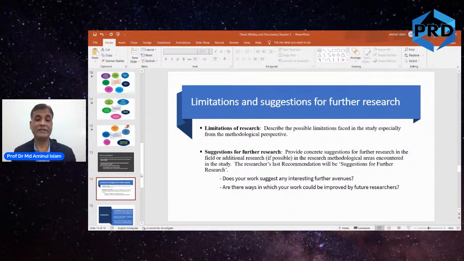Limitations and suggestions for future research. If you remember, those of you who attended the first session with me, I find many students write the limitations in chapter 1. I say, how can you write limitations in chapter 1? You have not conducted your research yet. How can you write the limitation? Okay. Now here is a chance for you.